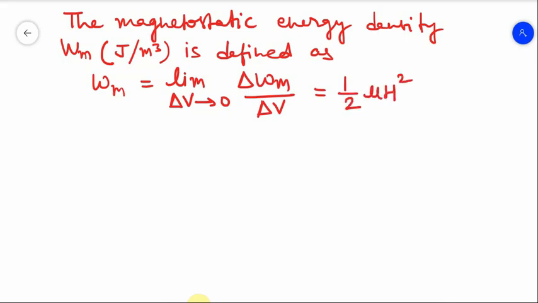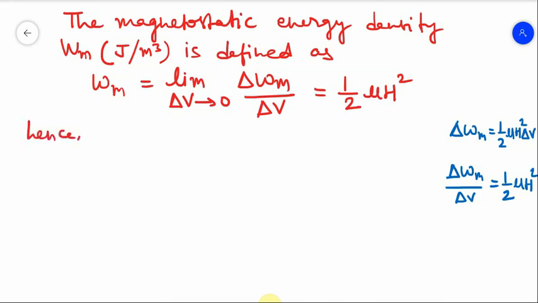Why? Because just now we have derived del Wm equals half mu h square into del V. Now if we take this del V in the denominator, del Wm upon del V, then what will be left in the RHS? Half mu h square. So that we have written here.